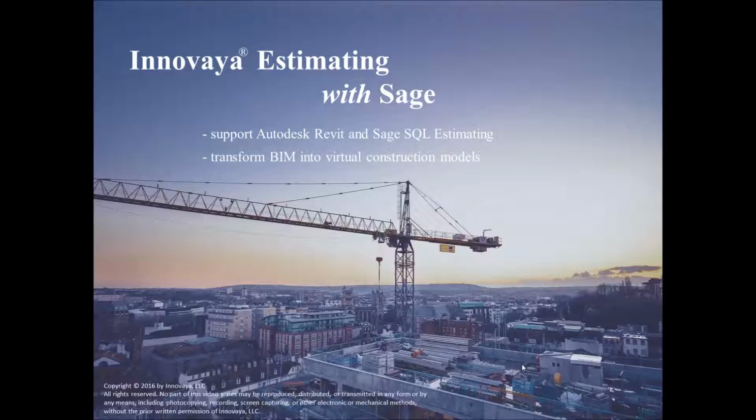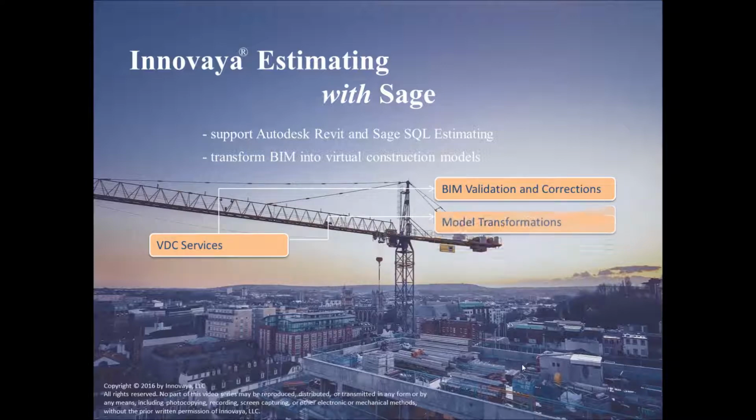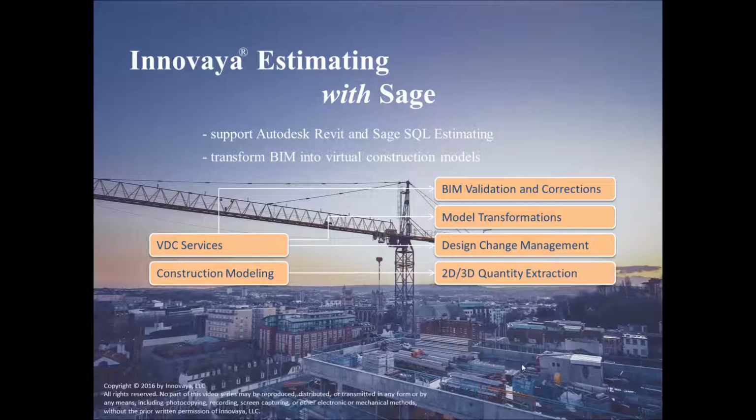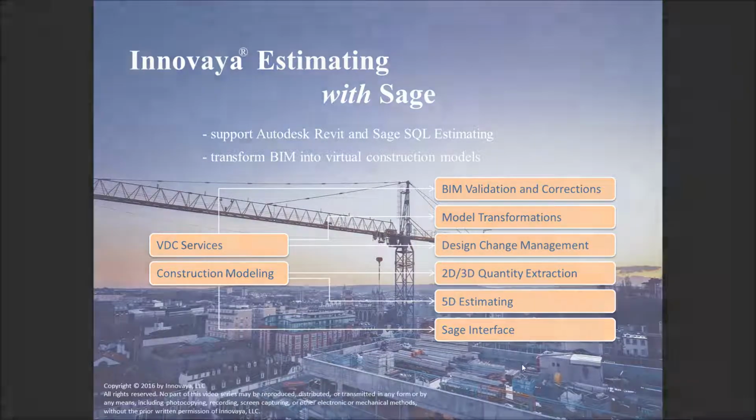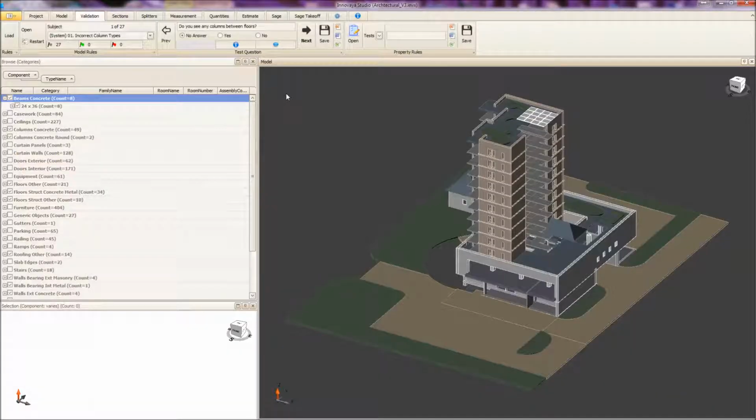5D. Specifically, users can accomplish this with VDC services such as BIM validation and model correction, model transformations, and design change management. And also with construction modeling services such as 2 and 3D quantity extraction, 5D estimating, and the Sage interface. Because of these capabilities, Innovaya Estimating isn't limited to just dumping data from the Revit model into a spreadsheet, but instead uses these functions to generate a model with intelligent information that's ready for 5D automation.